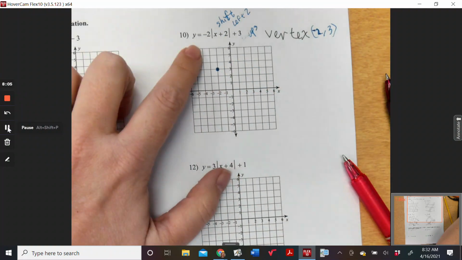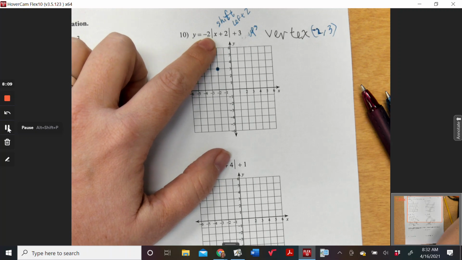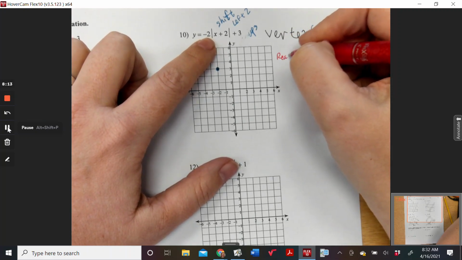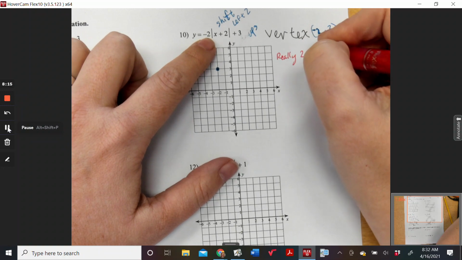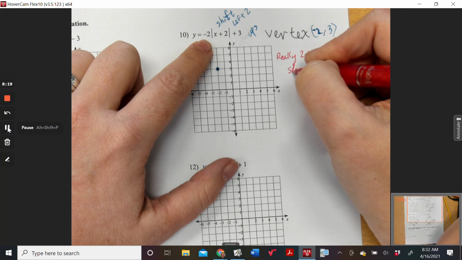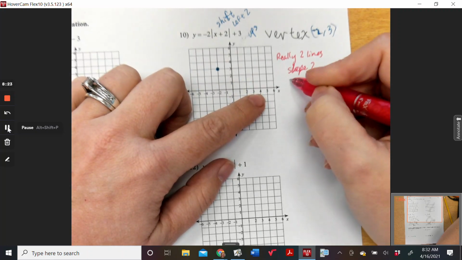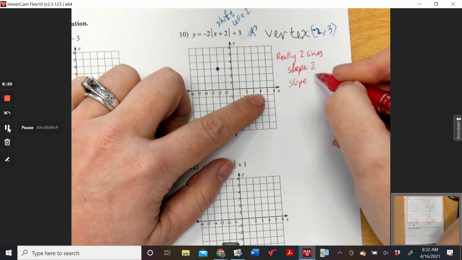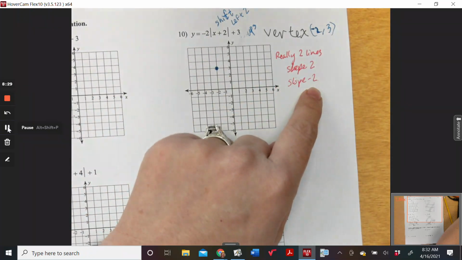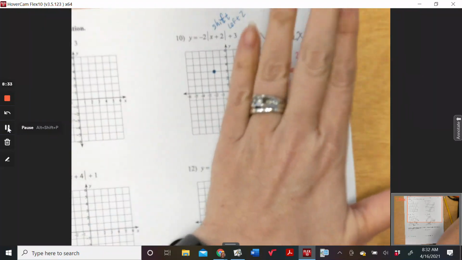Once I found my vertex, I need to consider what's happening with this number. Now, when it is an absolute value equation, it is really 2 lines. And that's the slope. So one has a slope of 2, and the other has a slope of negative 2. So whatever this number is, positive or negative, that's always true. They switch.